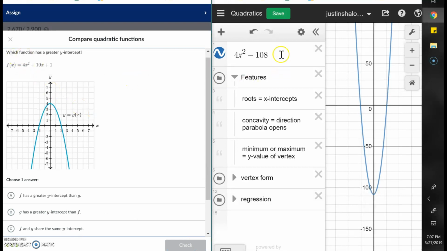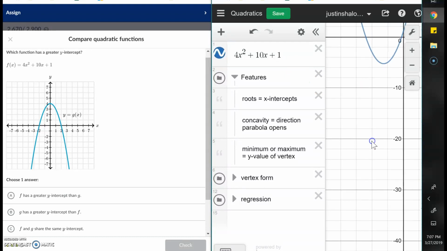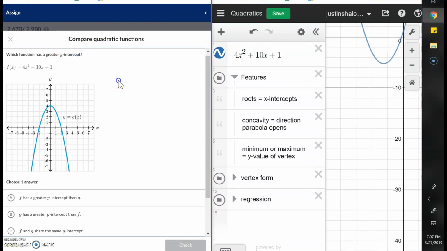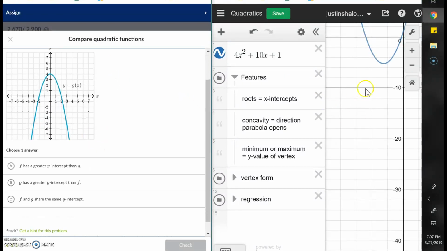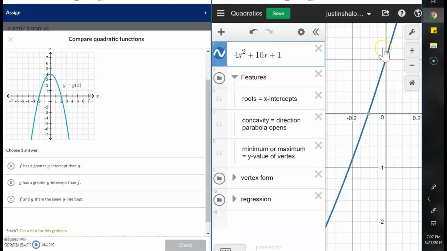Here, let's go ahead and graph the function it gives us. 10x plus 1. And we're comparing y-intercepts. So the y-intercept of the function we graphed, f, is 1. Make sure I click on the right point. And the one that's graphed for us is 4. So clearly g has a bigger y-intercept. g has a greater y-intercept than f.